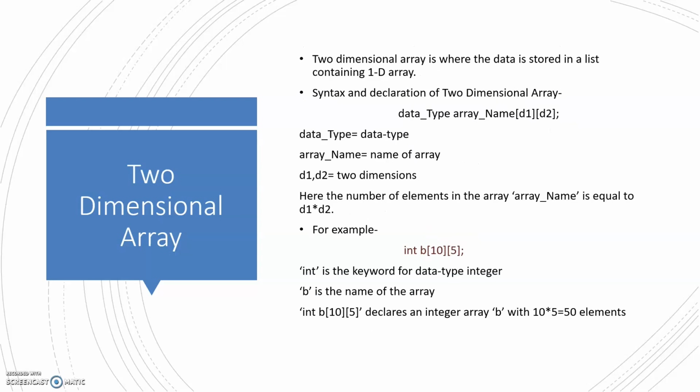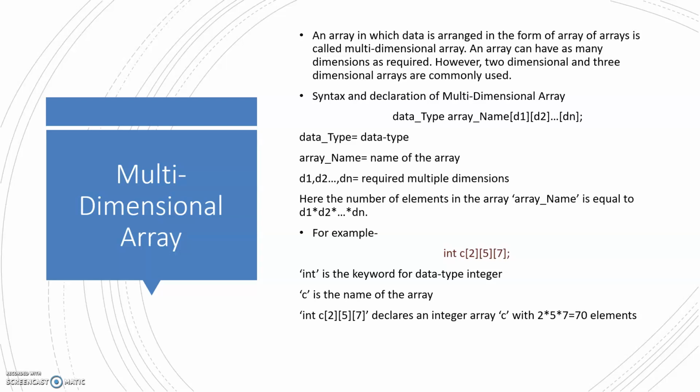Two-dimensional array. A two-dimensional array is where the data is stored in a list containing one-dimensional arrays. Syntax and declaration of a two-dimensional array is shown. Pause the video to look over the syntax and the example.